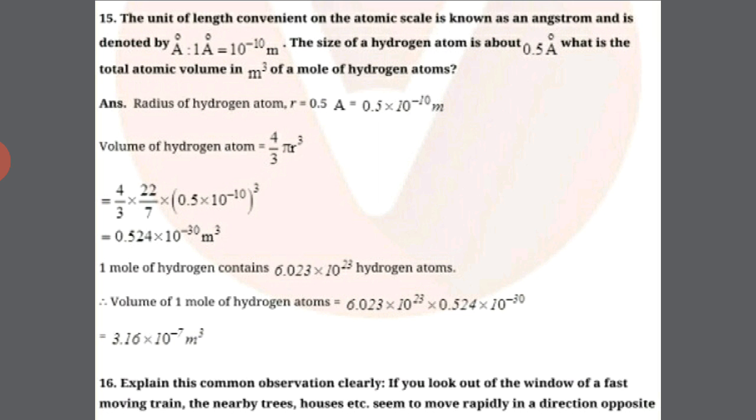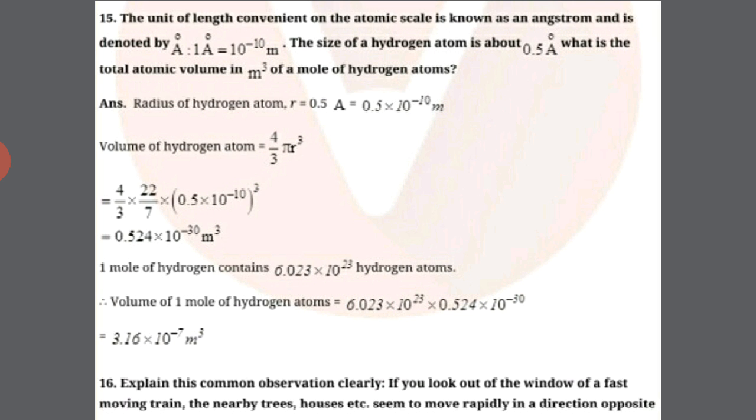Let's start its solution. The radius of a hydrogen atom is 0.5 angstrom, which means 0.5 into 10 to the power minus 10 meter. Volume of a hydrogen atom is 4 by 3 pi r cube. 4 by 3 into 22 by 7 into (0.5 into 10 to the power minus 10) whole cube. It is 0.524 into 10 to the power minus 30 meter cube.